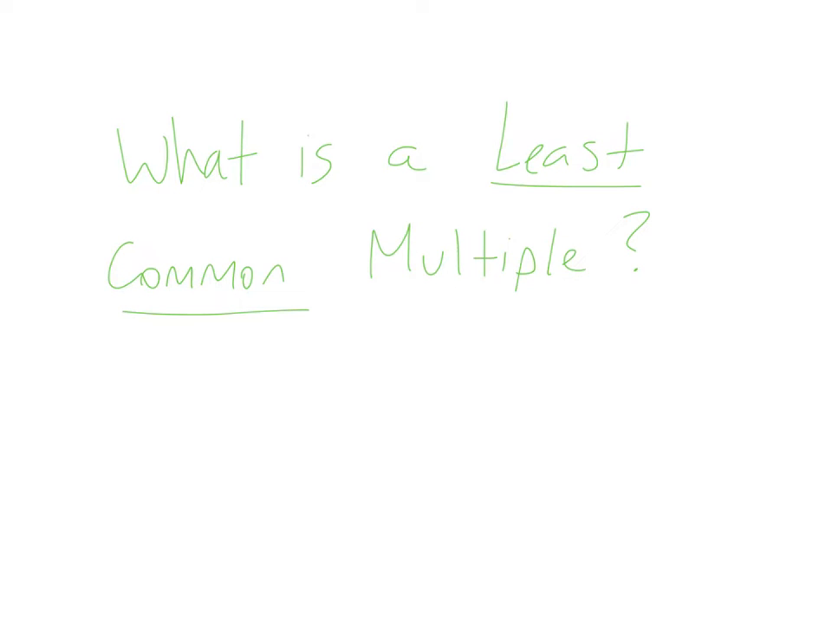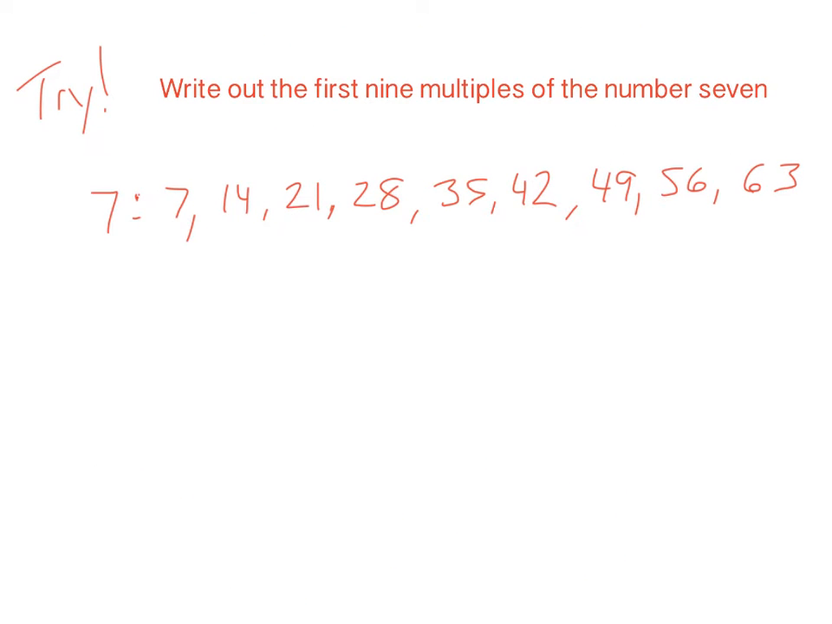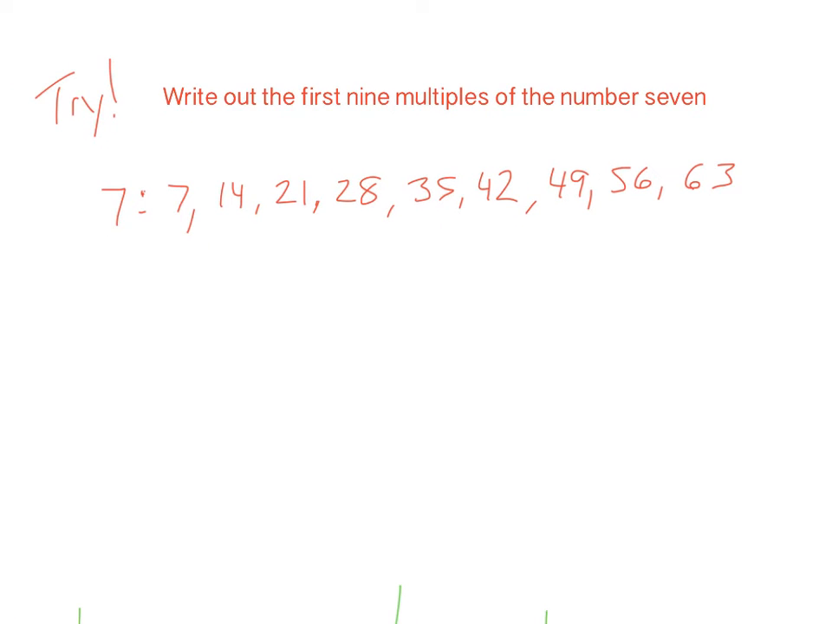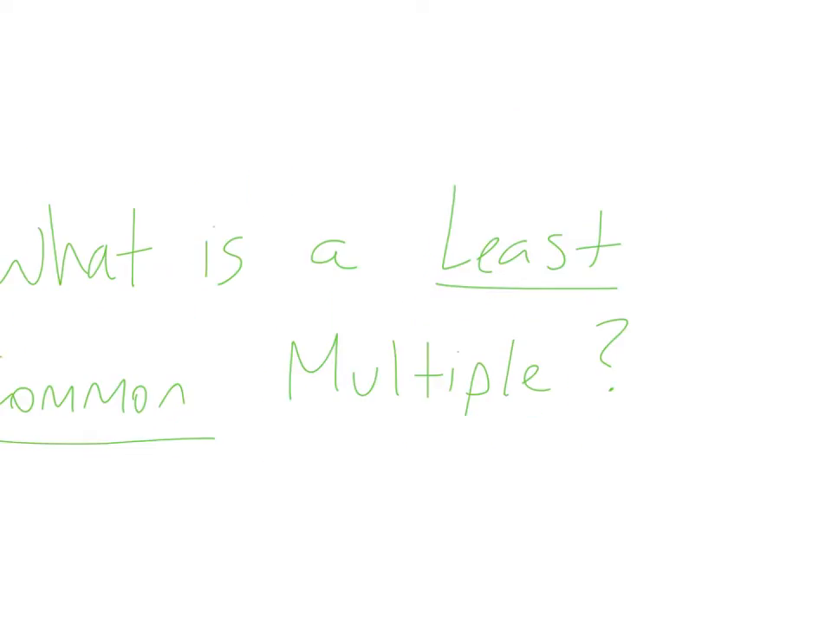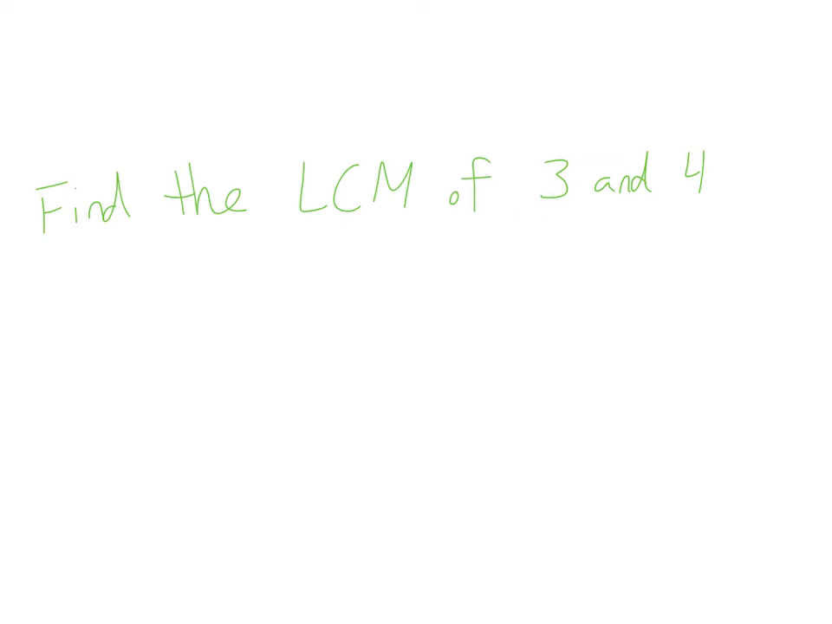Alright, so what is a least common multiple though? Well, I'll give you a clue. It's a multiple, but if we look back at our other example of 7s, what's the least common multiple up there? There is no least common multiple because we're only referencing the number 7. When we talk about least common multiple, we need to reference more than one number, such as 3 and 4. So we're going to find the least common multiple of 3 and 4.